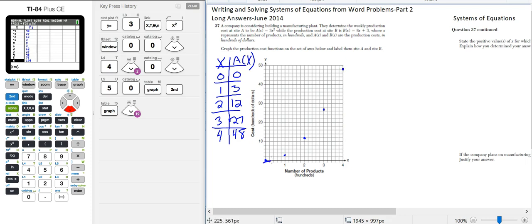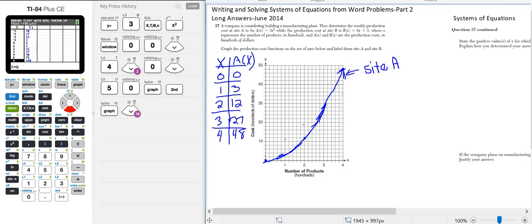We know that it's going to be half of a parabola because we see from the equation that the highest exponent is a 2, which means that it's a parabola. But we're only seeing half of the parabola because we're only seeing the positive x values until 4. So that's A of x.